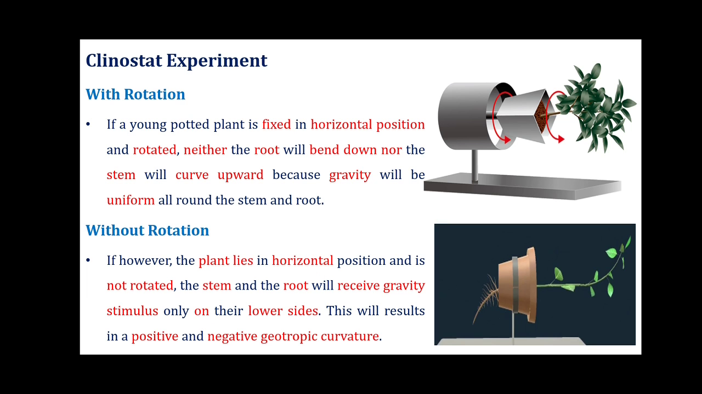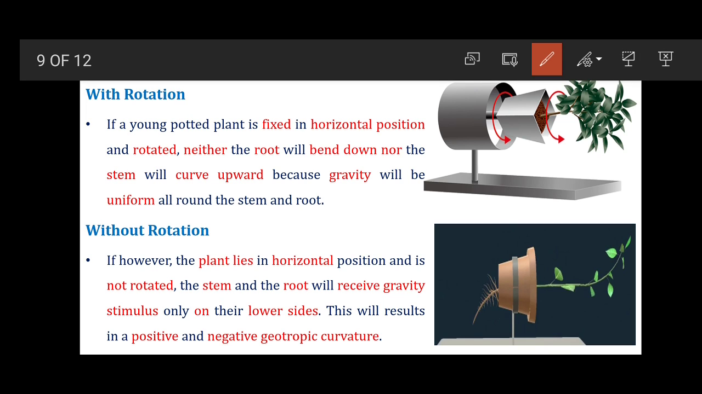Now to understand geotropism, one experiment was performed. That experiment is known as the clinostat experiment. Clinostat means the arrangement where a plant is kept in a rotation stage. Here you can see a plant is fixed to a rotor and it is continuously in motion.